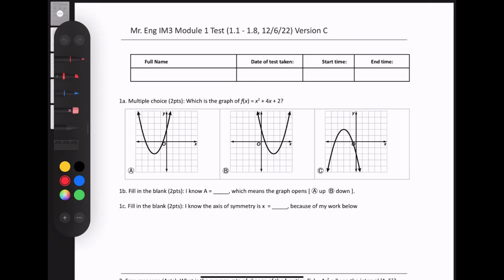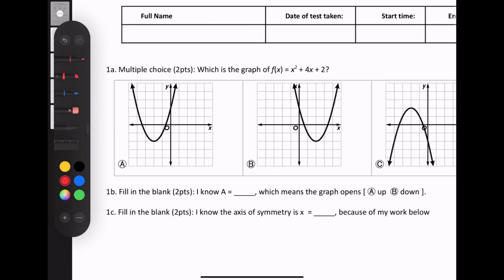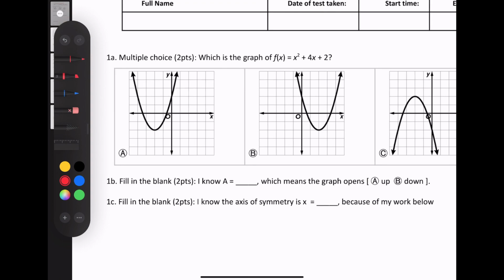Hey guys, let's go over the Module 1 test, December 6, 2022, versions C, E, and F. What is the graph of x squared plus 4x plus 2? Well, let's fill this out. ax squared plus bx plus c. a is 1, b is 4, and c is 2.